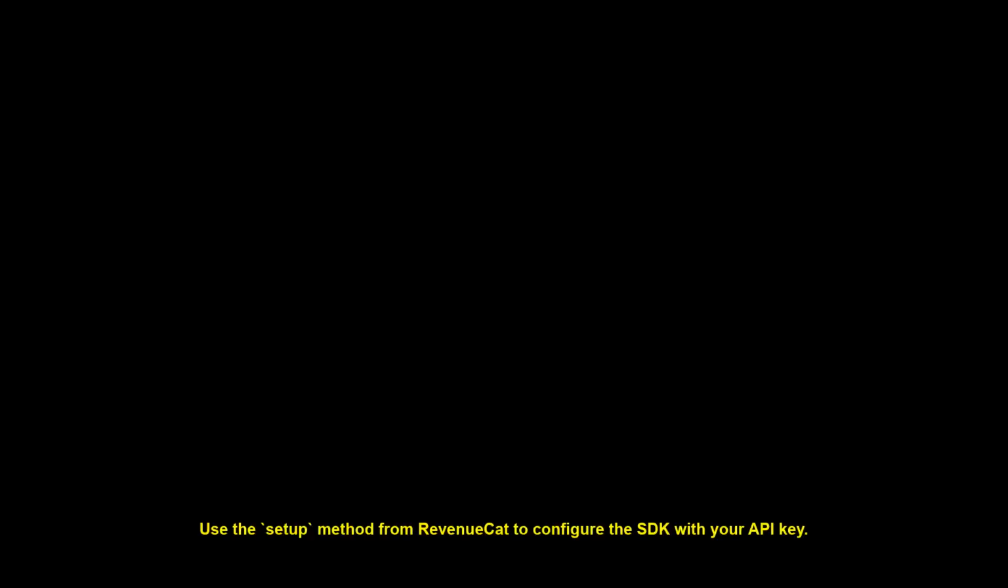Use the setup method from RevenueCat to configure the SDK with your API key. Once initialized, create a method to check the subscription status. In this method, call the getCustomerInfo function available in the RevenueCat SDK. Make sure to handle the completion block to receive the CustomerInfo object.